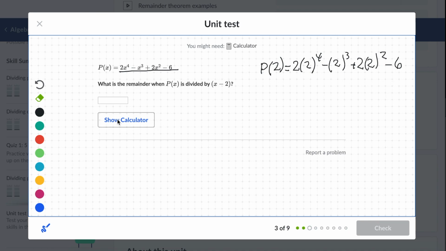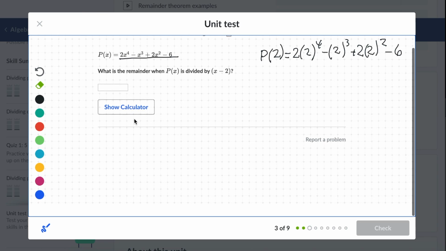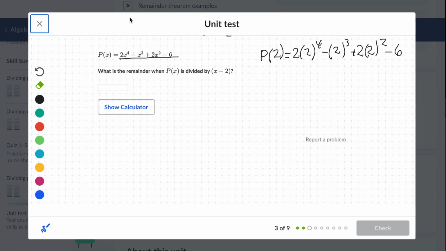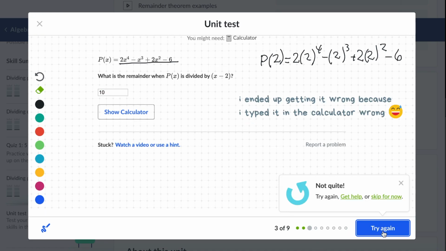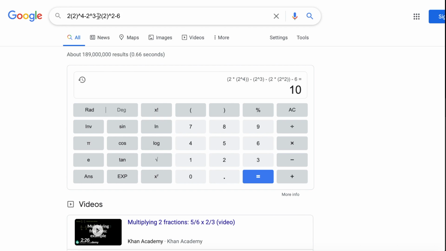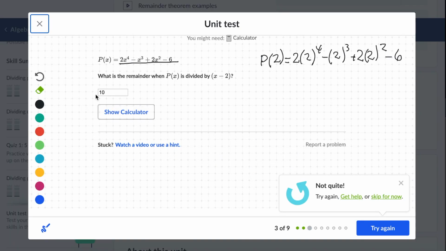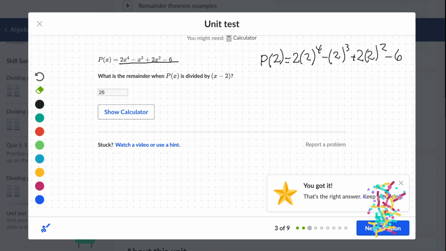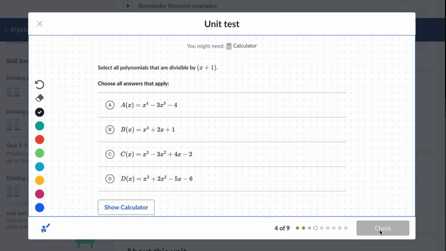And the heck, the calculator is not showing. Whatever, I'm going to use my own calculator. Shoot, it's not right. 26. Let's try again. 26? Yeah, that's the right answer.